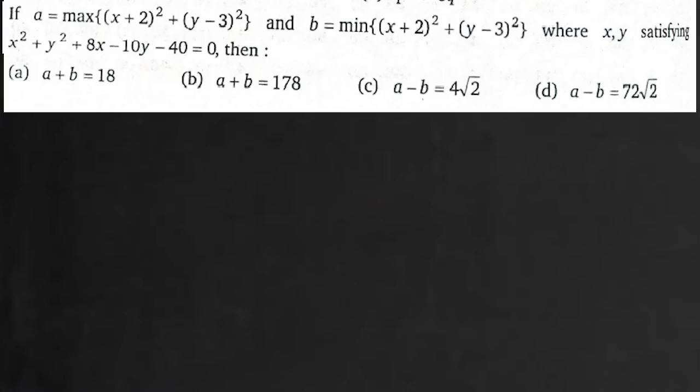Now the question is, if A is maximum of this value and B is maximum of this value, where xy satisfy this equation. So basically xy, they lie on the circle whose center is at (-4, 5), and whose radius is under root of 16 plus 25 is 40, which is simply 9. And basically if we look at this, it is square of distance.